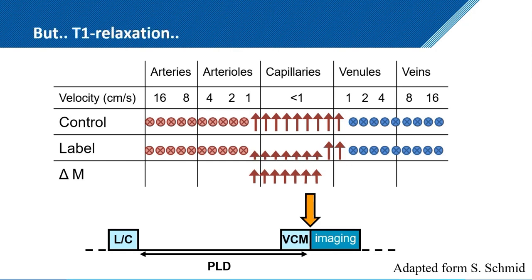But there's also a little bit of T1 relaxation. So we don't have the full difference between label and control as we wanted to have. But because we label inside the region of interest, we can also scan with shorter PLDs because we're not sensitive to the ATT.